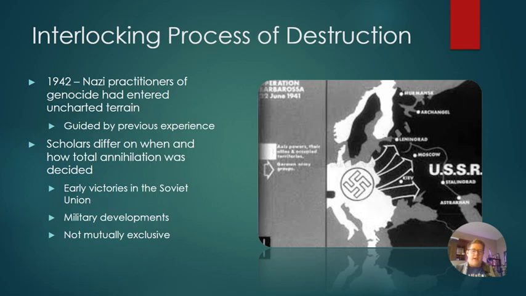An interlocking process of destruction starts to begin in 1942. They've entered uncharted terrain. They're going to be guided by previous experiences, but a lot of scholars differ on when and how total annihilation was decided. Some say it was due to early victories against the Soviet Union, which they did have a lot of. Others say it was due to military developments from later in the year. While it's important to note these are not mutually exclusive things, these both may have contributed to the destruction.